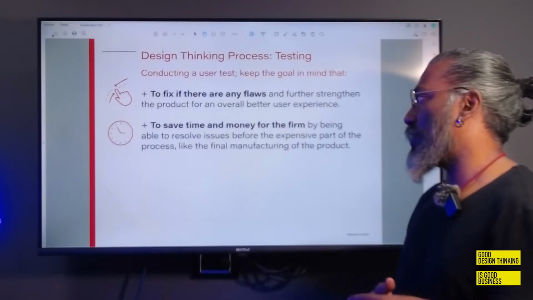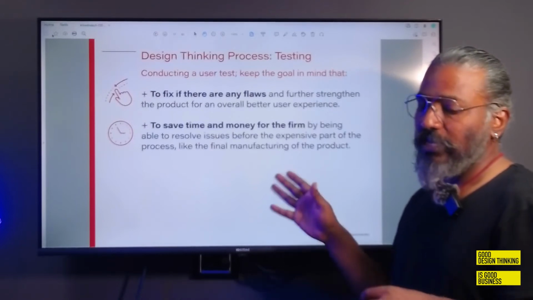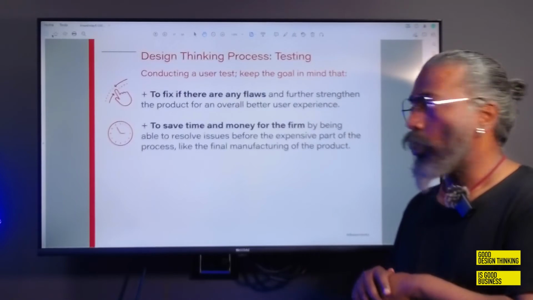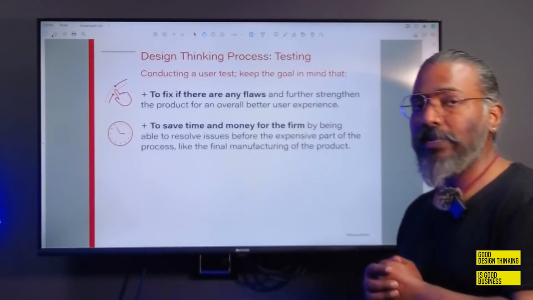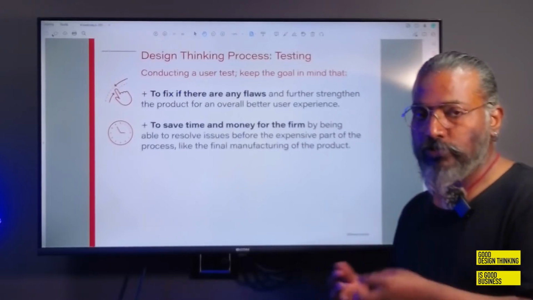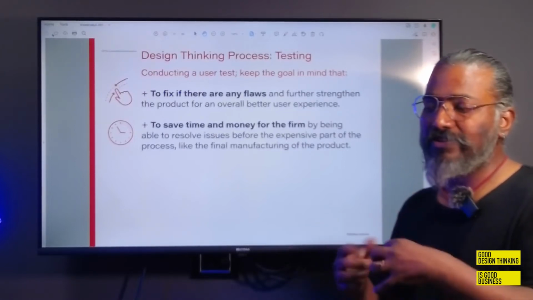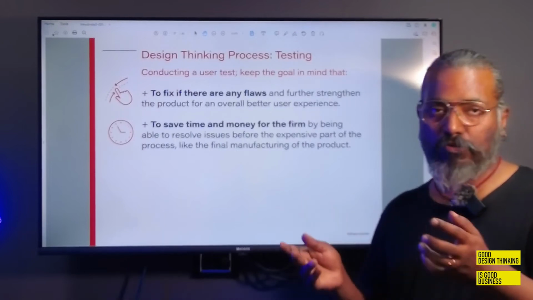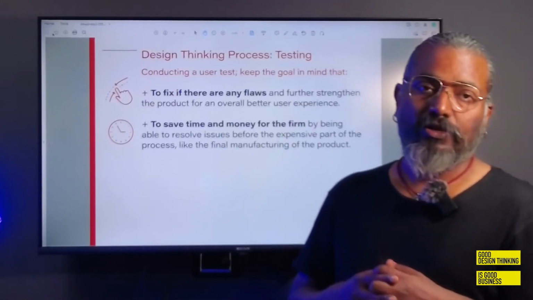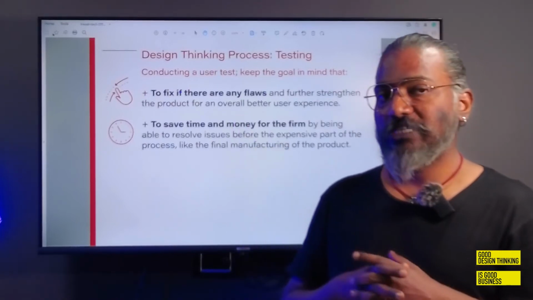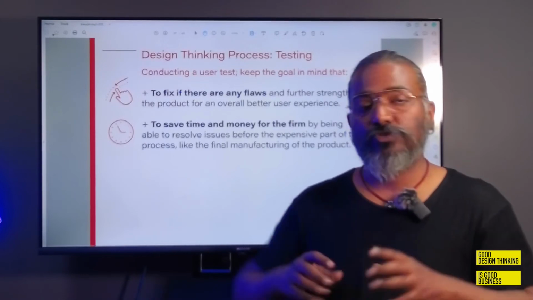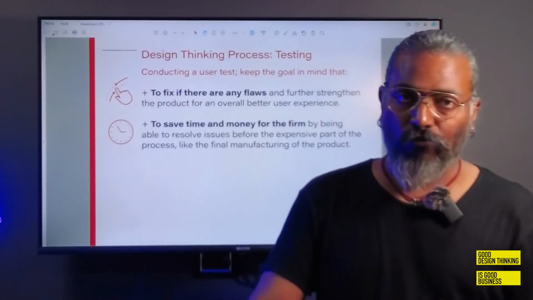So whenever we conduct the user test, it gives a good amount of feedback, and that's going to save, of course, time and money before we launch anything. Because once you launch the final product, then you start getting feedback and complaints about the product. That's going to cost a lot of money for the firm. So by doing prototypes and testing, you'll get feedback so that you can fix their shortfalls.